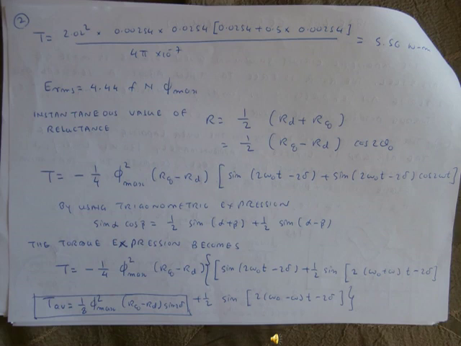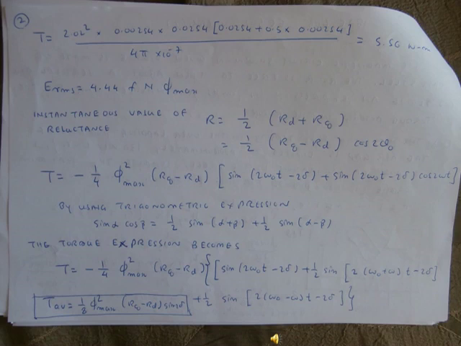So sin alpha cos beta equals half multiply sin alpha plus beta plus half multiply sin alpha minus beta. So the torque is T equal to minus 1 by 4 V maximum square (1/LQ minus 1/LD) sin 2 omega 0 t minus 2 delta plus half sin 2 omega 0 plus omega t minus 2 delta.